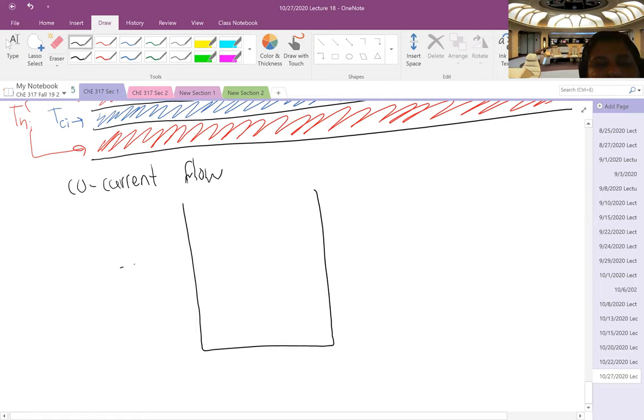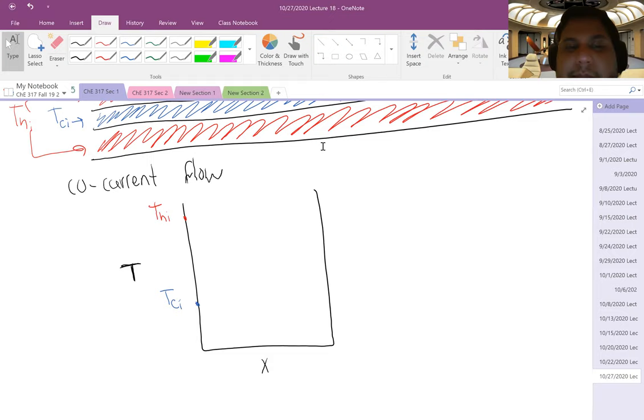So if I were to plot the temperatures with respect to distance, what should I expect these temperature profiles to look like? This is my hot temperature, this is my cold temperature. What do we expect those temperatures to look like? So, Mitch, what are your thoughts?